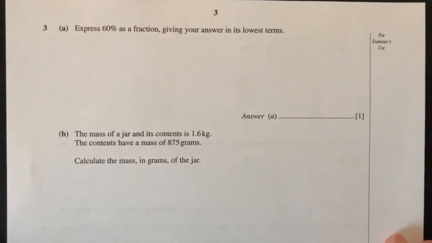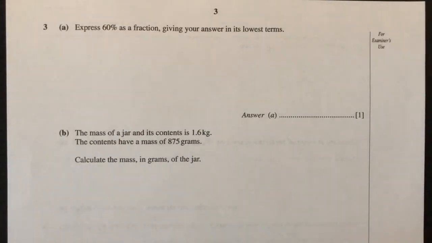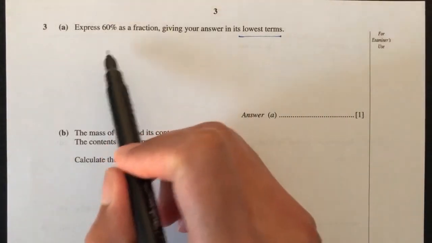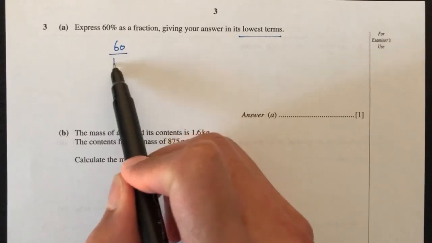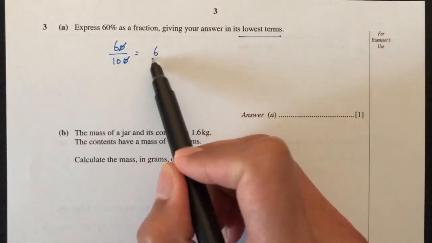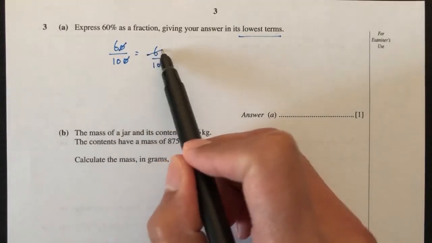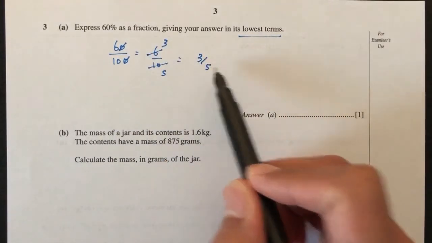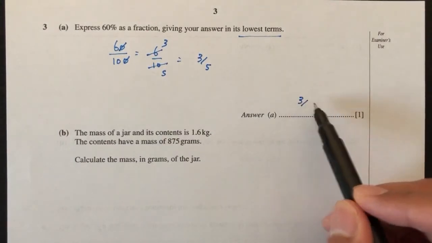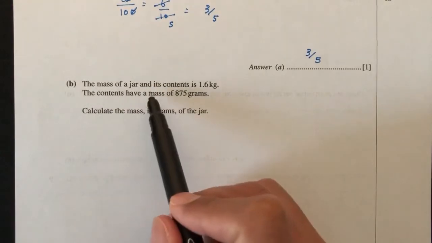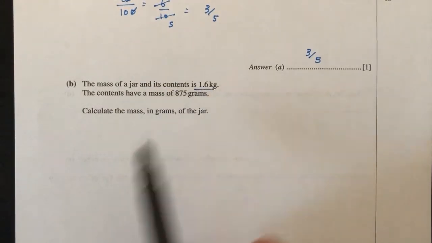Moving on to question number 3. Express 60% as a fraction, giving your answer in its lowest terms. So 60% is 60 over 100. So first thing, you cancel out the 0. We have 6 over 10. Divided by 2, we have 3, 5. So 3 over 5 will be your answer.